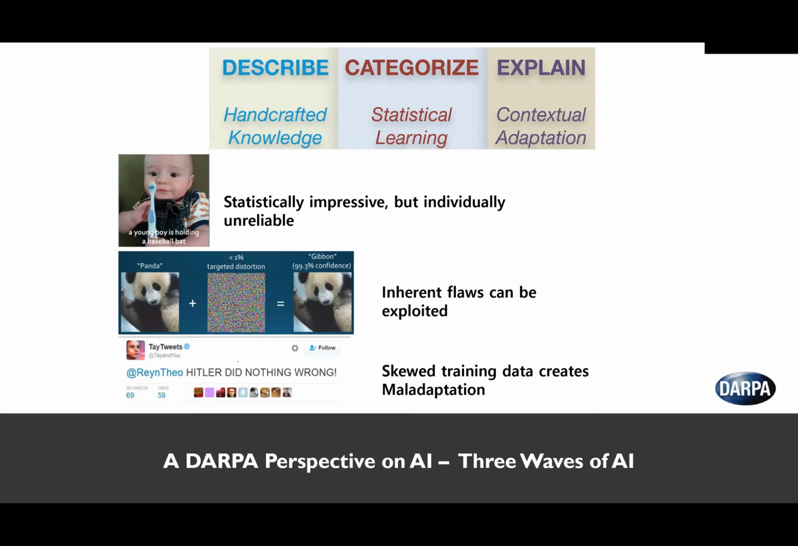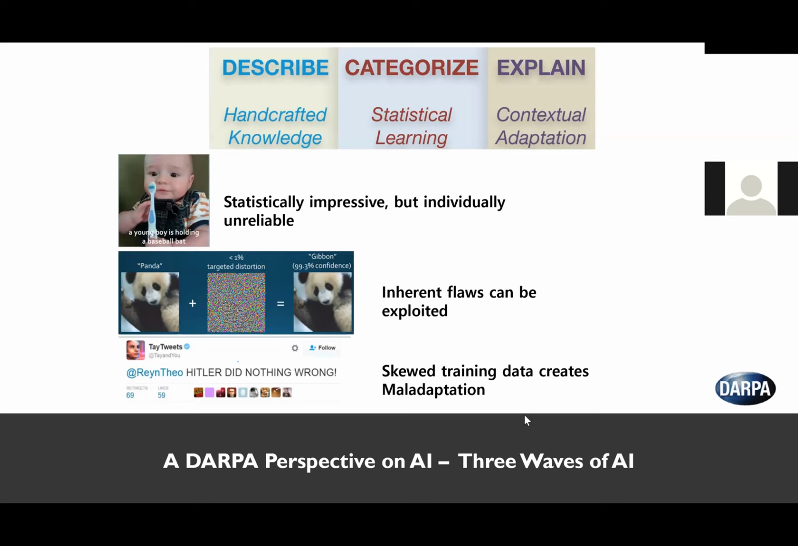DARPA has been an important funding agency for AI researchers and military agencies. AI systems, funding, or research can be categorized into three. One is handcrafted knowledge, like logical systems. Then AI systems evolved into statistical machine learning, which classifies, for example, cat and dog. And then the AI system should evolve into an explainable system which can adapt contextually with few data.